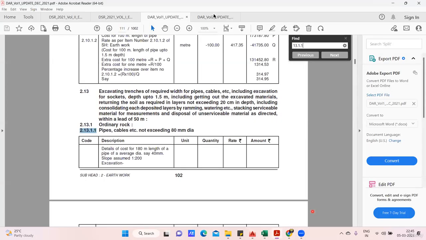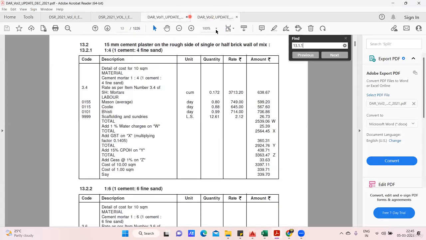Now the rest of the things are very simple. Once you understand this, these things you can take out. This quantity you can find on your own, and you multiply both to get the rate. Now come to the labor. You require a mason, a coolie, and a bisti. It's given 0.80, 0.88, 0.99. Multiply that by the rate of the mason, the coolie and the bisti, and we'll get the total amount for that.